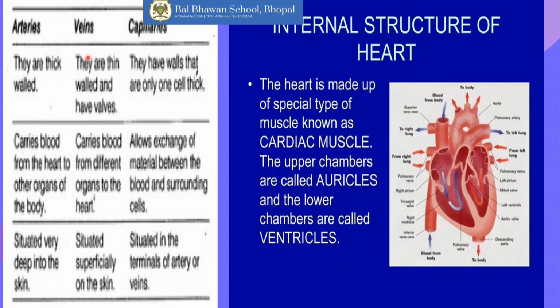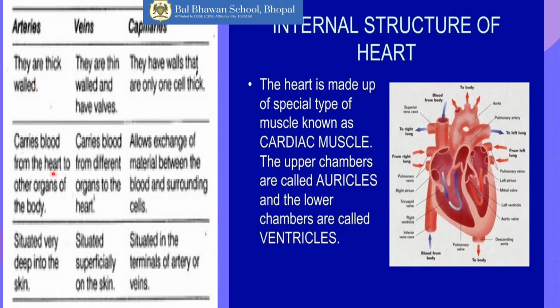Now, let us compare three blood vessels which we have in our body. They are arteries, veins, and capillaries. Arteries are thick-walled. Veins are thin-walled, and veins have valves. Now, these valves prevent the backflow of blood. Capillaries also have walls, but they are very thin, only one cell thick.